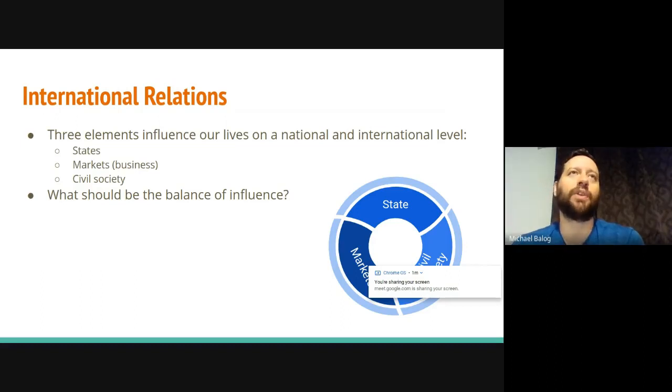Obviously, if we were looking within Canada, there's going to be more things that influence our lives. But these are factors that influence not just your lives here, but they're influencing other people's lives in other parts of the world. And those people can influence us and we can influence them. So the first is states, right? So national governments can influence other national governments to act in certain ways.